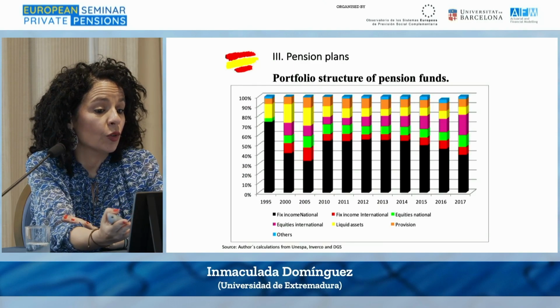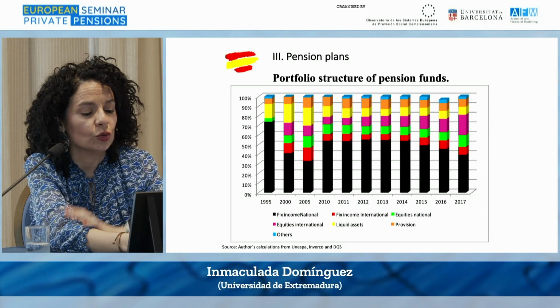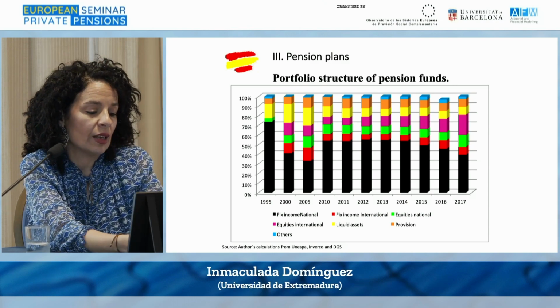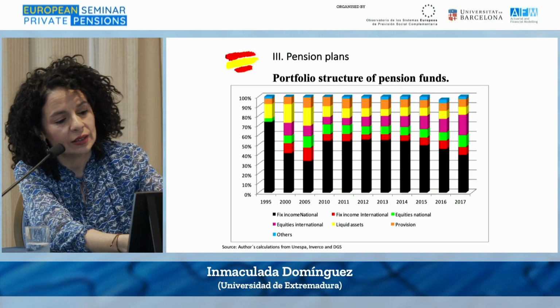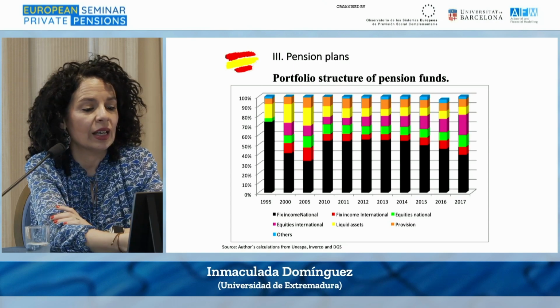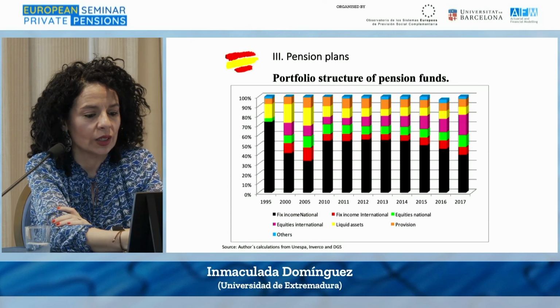And this is the portfolio structure of the pension fund. To see at the beginning, we saw that fixed income was national, and with the evolution, at the end the investment in the pension fund is more dynamic, if you want to analyze this.